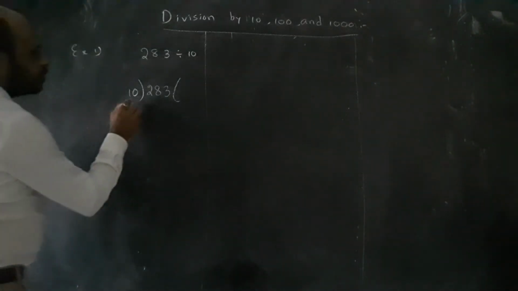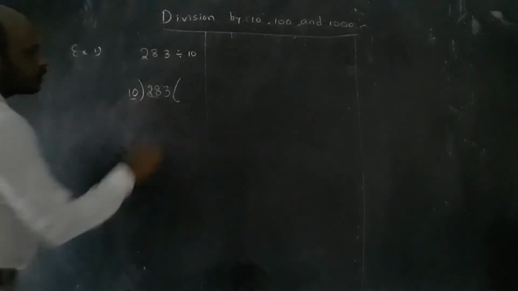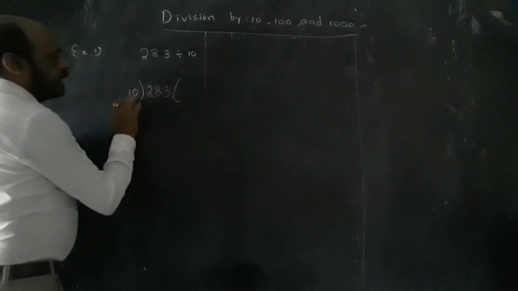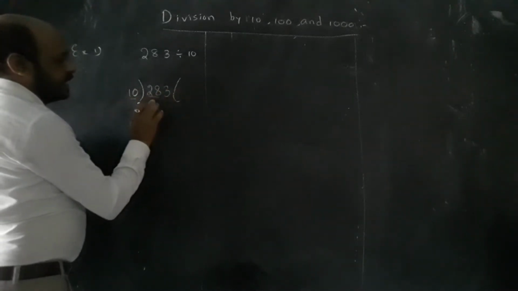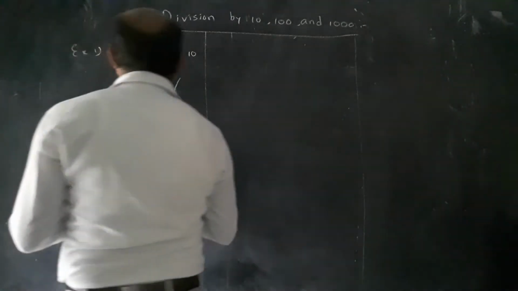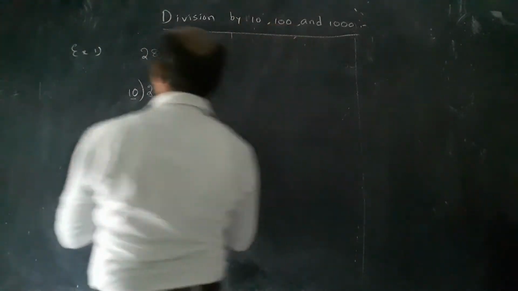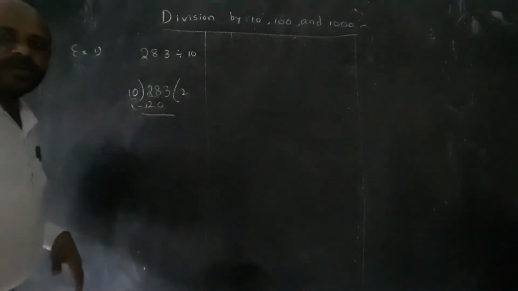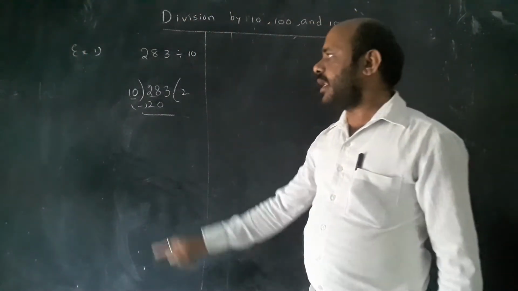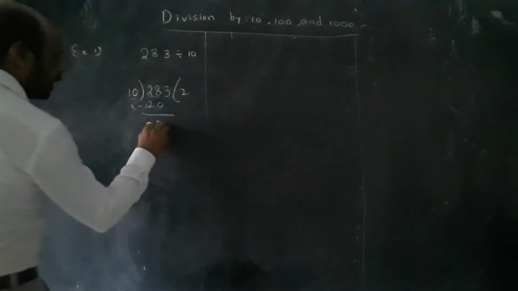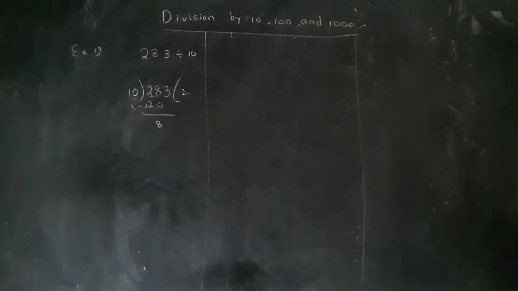Here we are taking a 2 digit number in the dividend, and since the divisor has 2 digits, we take 2 digits. Then see here: 10 2s are 20, 10 3s are 30, but here 28 is there. We have to take the lesser value, so 10 2s are 20. Now we have to do subtraction, because division is repeated subtraction. Now it will be 28 minus 20 is 8.